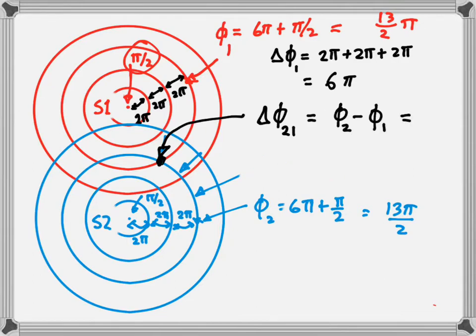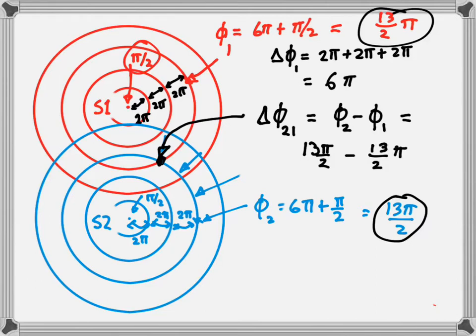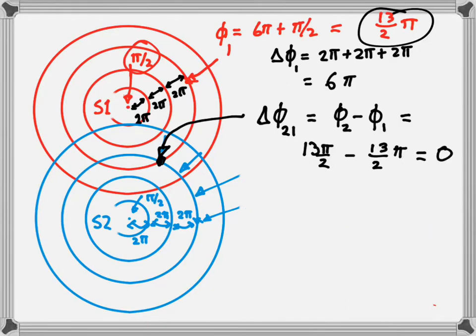That's what we're going to do here. So the phase that wave number 2 has there, we already calculated before, is 13 pi over 2. We're going to subtract the phase of wave number 1, but that point falls on the third red circle, and we already calculated the phase on that circle, which is 13 pi over 2. So we subtract 13 pi over 2, and that gives us a difference in phase between the red and the blue wave of 0. Difference in phase of 0.